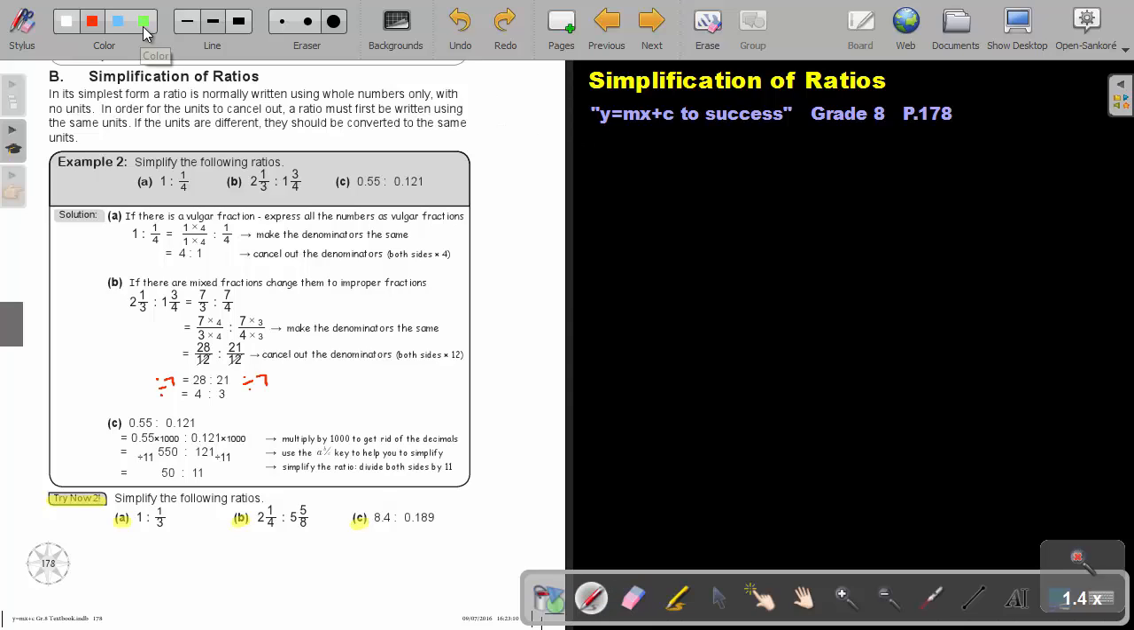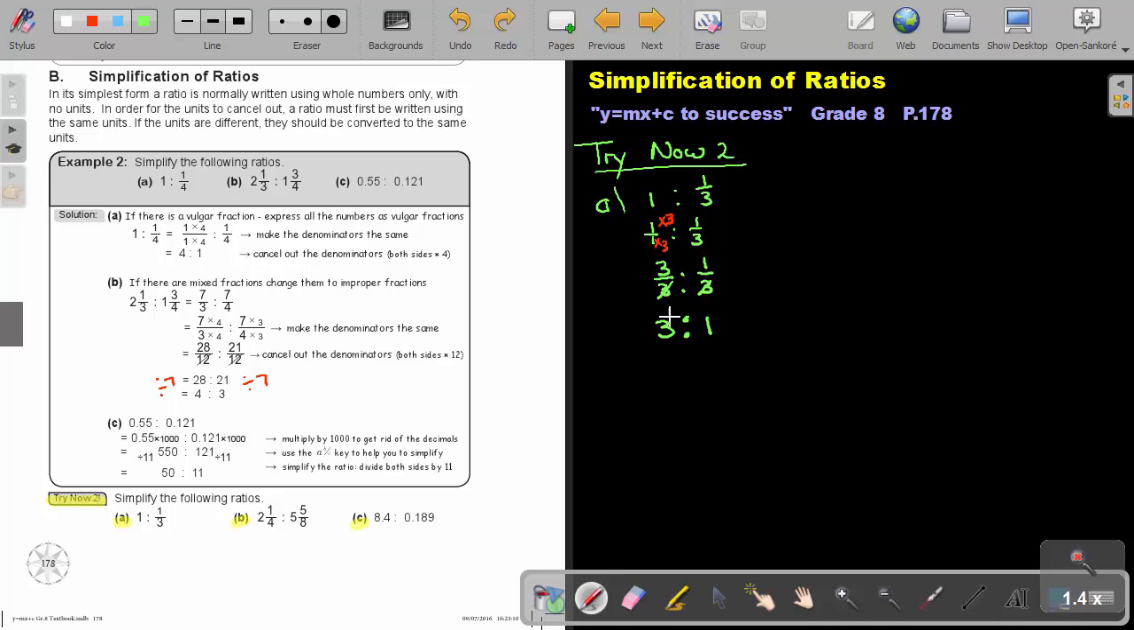Okay. Let's start. Try now to number A. Now, if I look at number A, there's a fraction. So I must get rid of that fraction. How do I do that? I first make everything fractions. Then I make the denominators the same. So I times 3 and I times 3. So I'm basically getting 3 over 3 to 1 over 3. And then remember, if they are the same, I cancel them out. So my final answer will be 3 to 1.